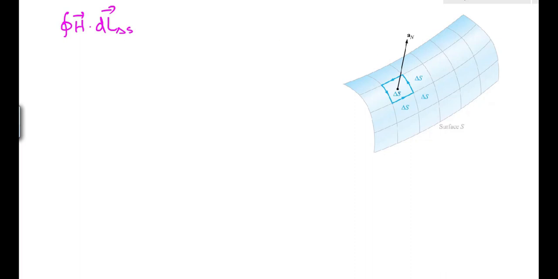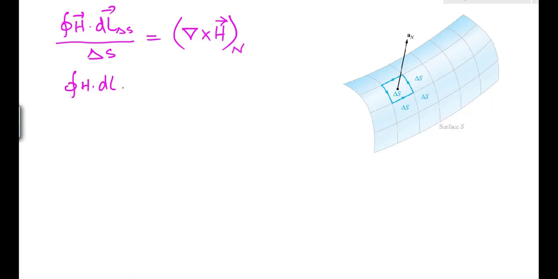Let's say we are considering this incremental surface, and this will be divided by the area, which equals the curl of this vector with the subscript n. Now this is the definition of the curl, that the line integral over the area equals the curl. And we have said that the direction of this is always normal, as the cross product gives you the direction which is always normal to the surface. So we can also rewrite this as H dot dl divided by the surface area, and we can write this as the vector dot the normal unit vector, because the cross product will always give you the direction which is normal to the surface.